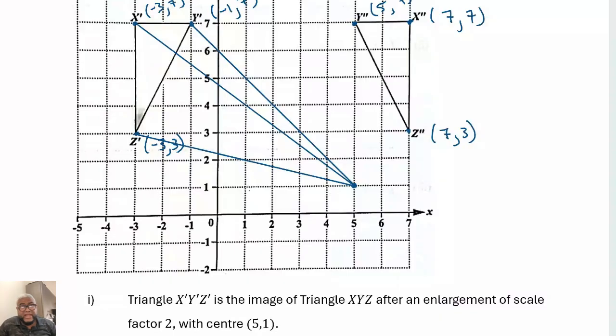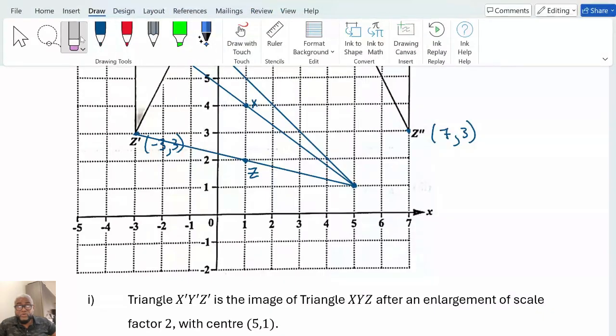Go ahead, Jasmine. You had the coordinates for me? Give me the coordinates of X and Z. So Z would be 1, 2. Excellent, Jasmine. This is the original Z. And then X would be 1, 4. That is X. You all seen it? They are 2 centimeters apart. Soak it in.